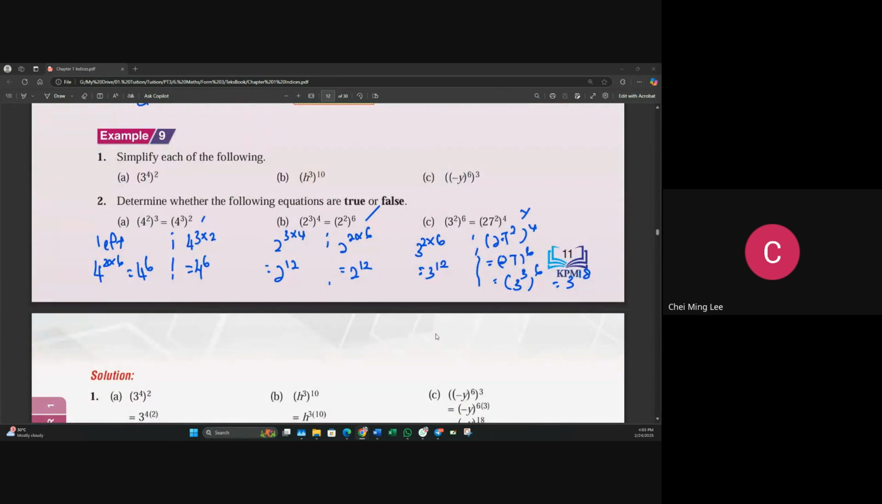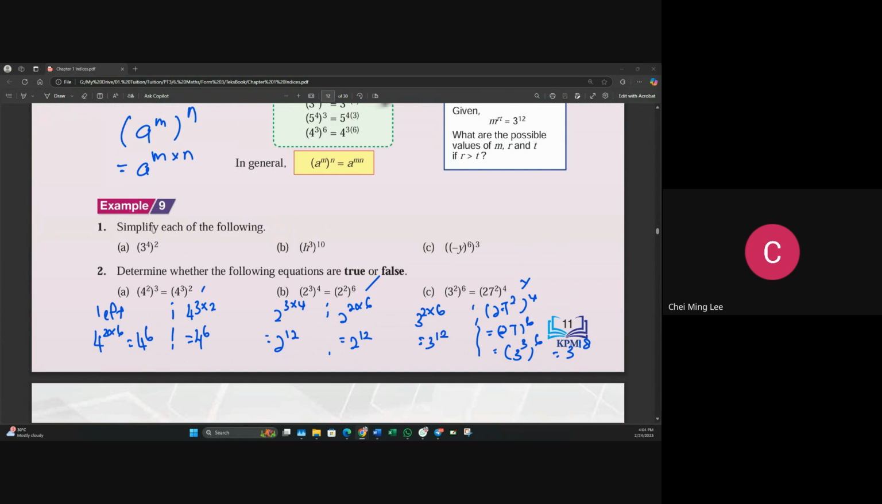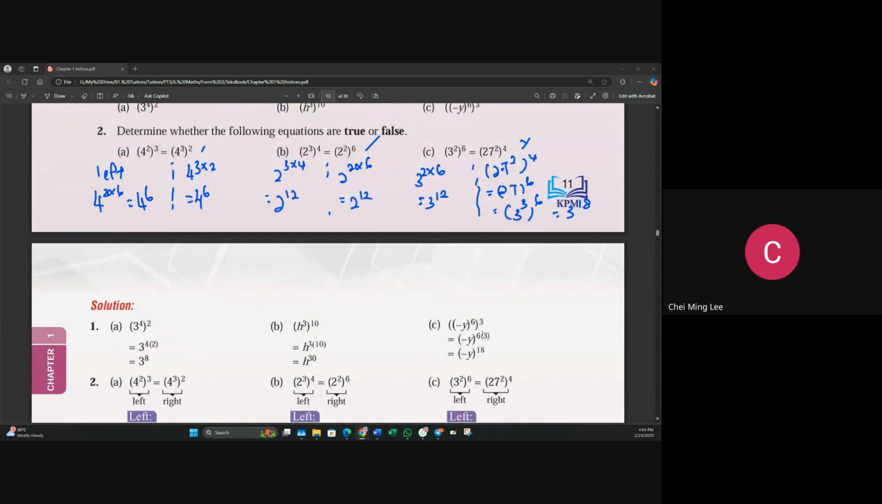So let's see the example. Simplify each of the following. 3 to the power of 4, multiplied by 2, so it's 4 times 2. Okay, which is 3 to the power of 8. Okay, this one will be h to the power of 3 times 10, h to the power of 30. Negative y power of 6 times 3, which is negative y power of 18.